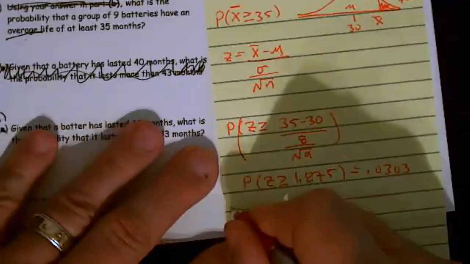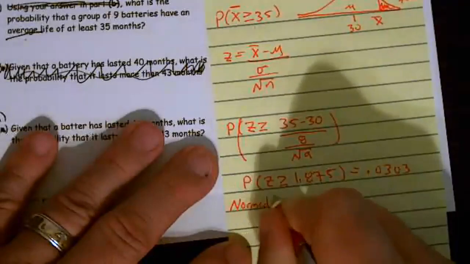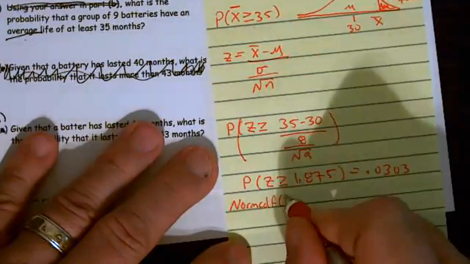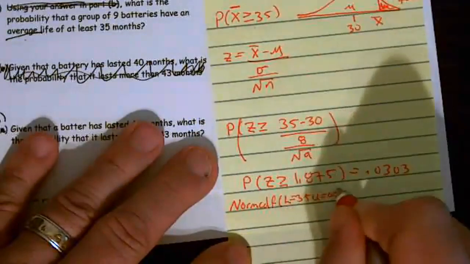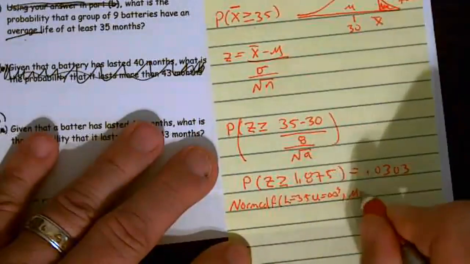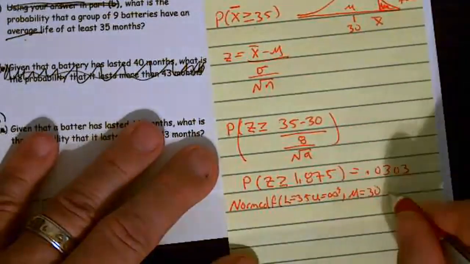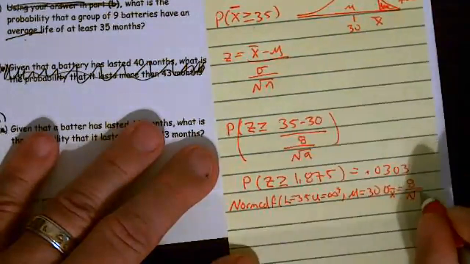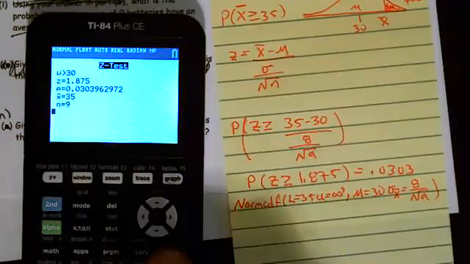So our norm CDF, we need to be careful on this. Norm CDF. Our lower, oh, well, we know our lower is 35. That's easy. We know our upper is infinity, positive. Our mean is 30. Here's where we have to be careful. We're not working with the standard deviation. We're working with the standard deviation of X bar, which is 8 divided by square root of 9.